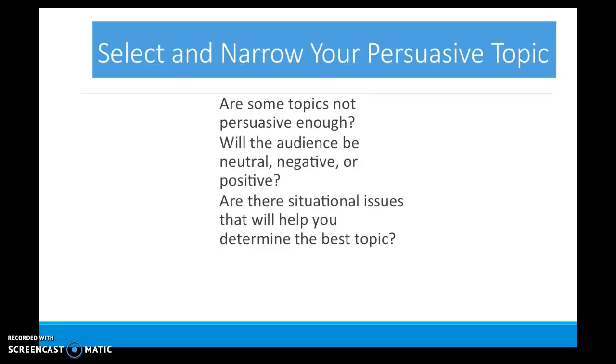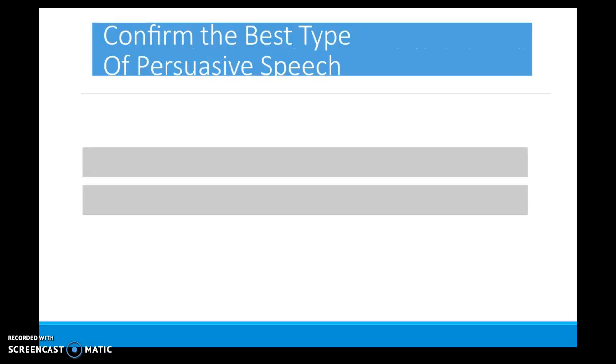So now you can select and narrow your persuasive topic. So consider your topic, the target audience, and the situation, and do some preliminary research before committing to a topic. You never know, it might not be as persuasive as you think.